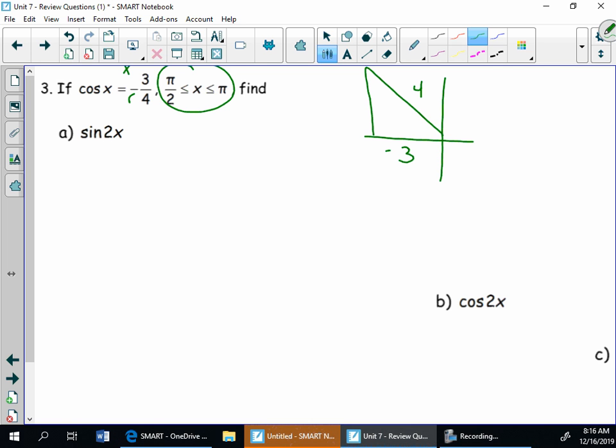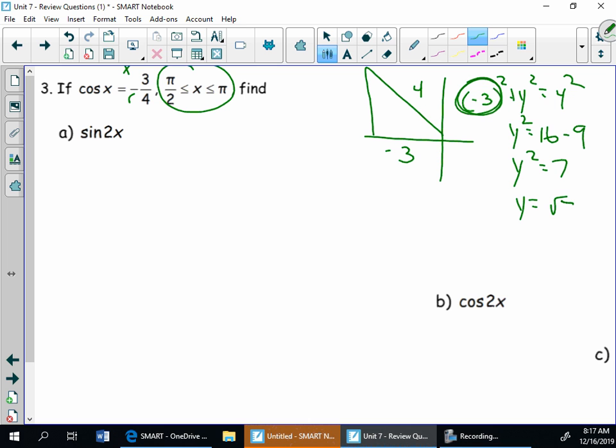Using Pythagoras, I'm going to write this one out just this time. x squared plus y squared equals r squared. We'll get 16 minus 9. Make sure that this becomes a positive when you square it, right? Which is 7, so y is root 7.